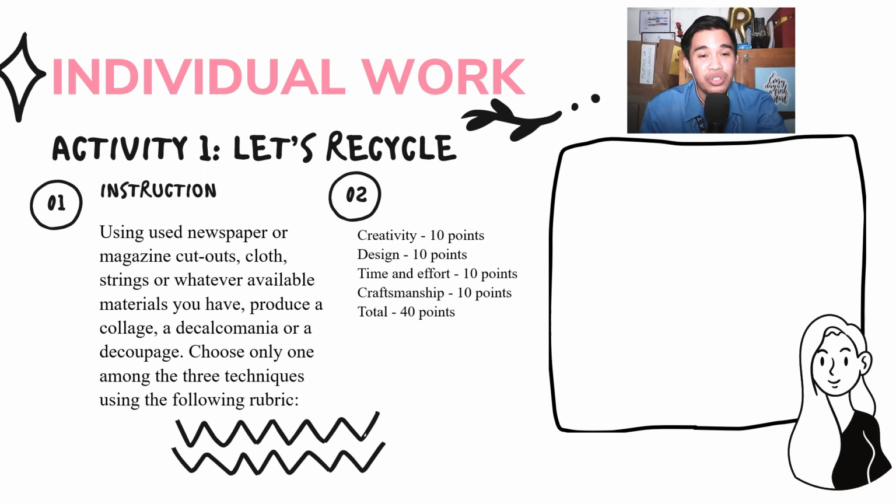Next, you are going to choose only one among these 3 techniques, of course, and you will be graded according to this rubric. So, creativity, that is equivalent to 10 points. Design is equivalent to 10 points also. And we also have time and effort, 10 points. Then craftsmanship, 20 points. With a total of 50 points. So this activity is worth 50 points, and this will be allocated for your performance task.